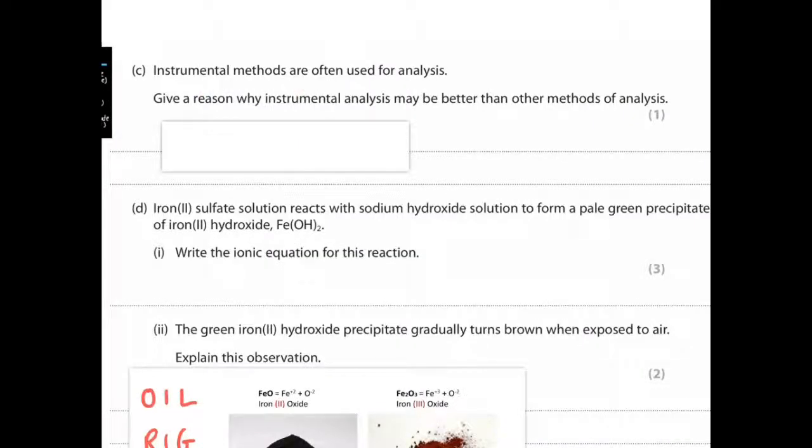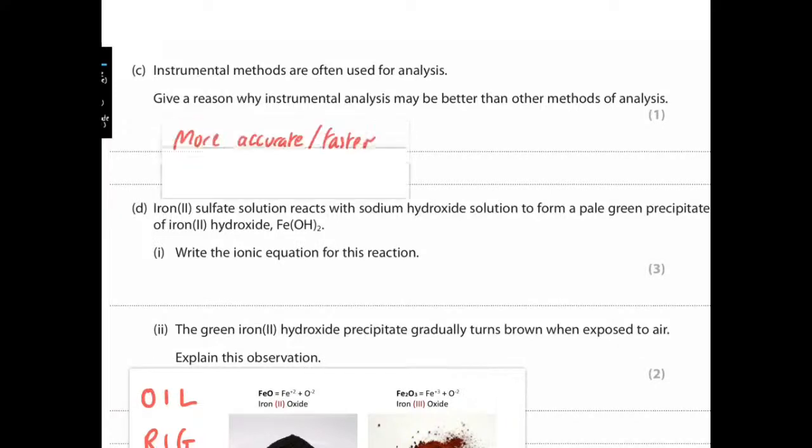Instrumental methods are often used for analysis. Give a reason why instrumental analysis may be better than other methods of analysis. So instrumental meaning using data loggers or something like that, scientific equipment that can give you accurate readings rather than just looking at a colour change. They're basically more accurate and faster, so using a data logger and a temperature probe or some sort of probe will give you a real figure, and it'll do so quickly. You don't have to wait for a chemical reaction to occur, for example.